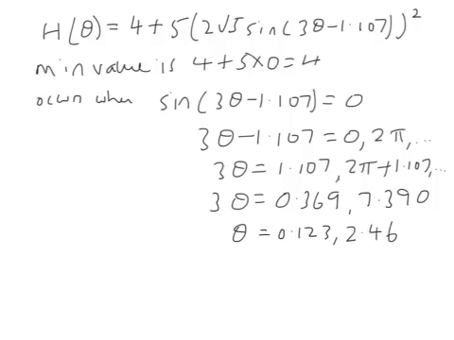Now it asks for the largest value between 0 and pi. The next one after this, if we had 4 pi here, that will give you bigger than pi, so therefore theta is 2.46. That's the largest value, not the smallest value. In part B it was the smallest value, in part C it's the largest value, and there it is, 2.46.